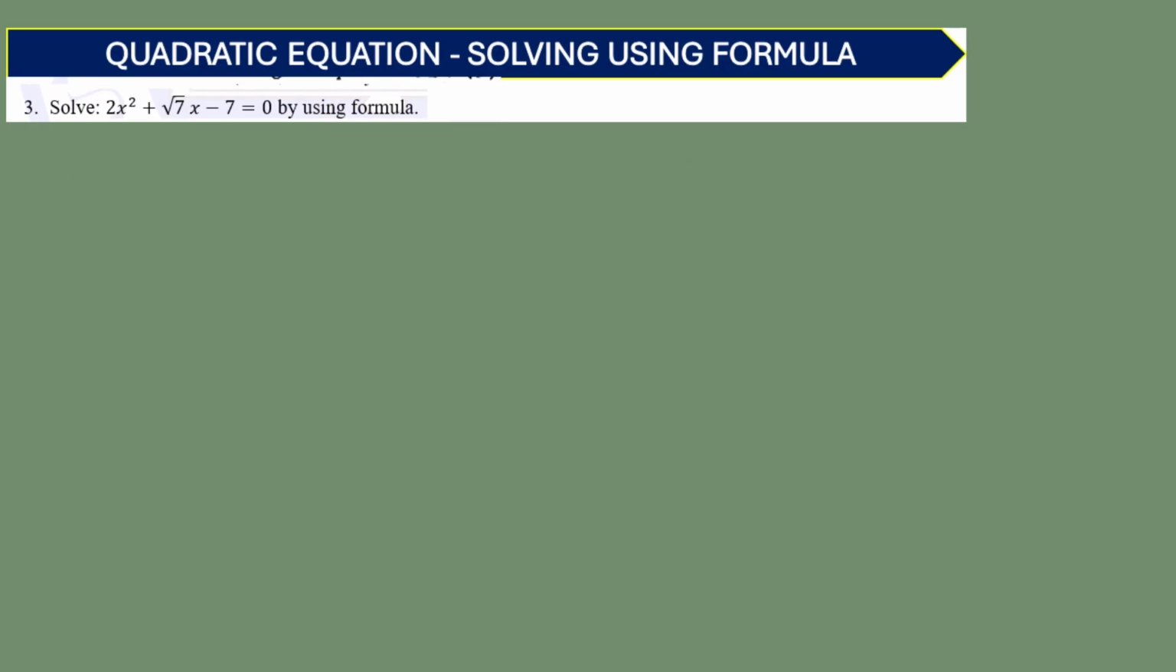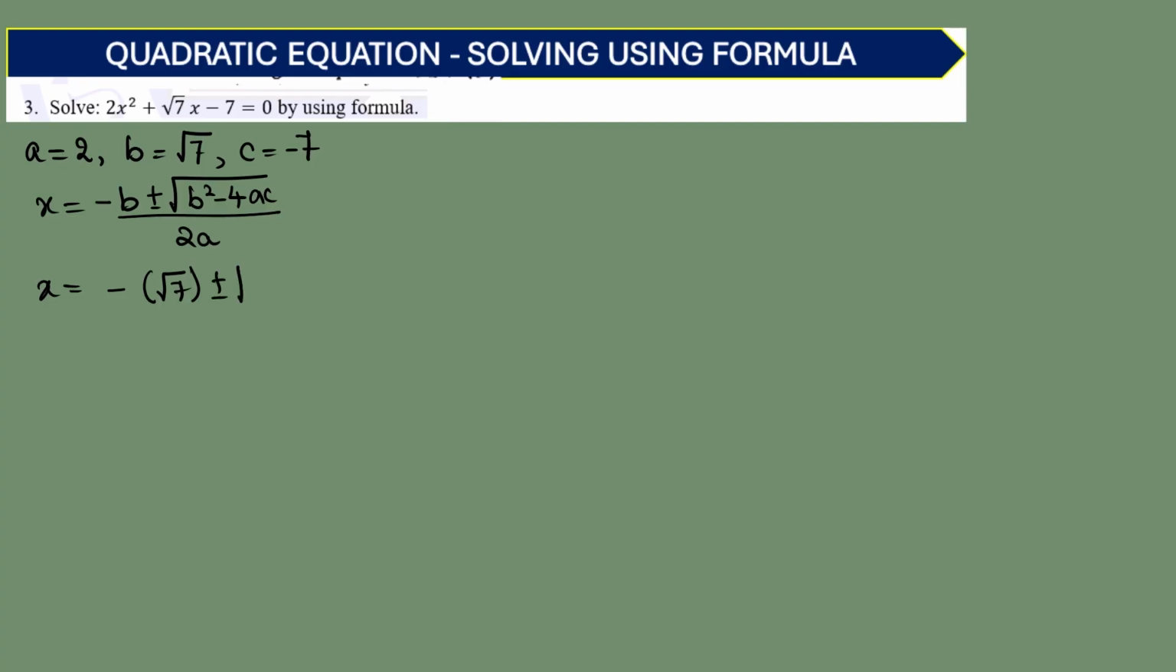Now let us look at the third example. Here a is equal to 2, b is equal to under root 7, c is equal to minus 7. What is x? X is minus b plus minus under root of b square minus 4ac upon 2a. So this gives us x as minus b is under root of 7 plus minus under root of b square, that is root 7 the whole square, minus 4 into a is 2, c is minus 7 upon 2a, that is 2 into 2.